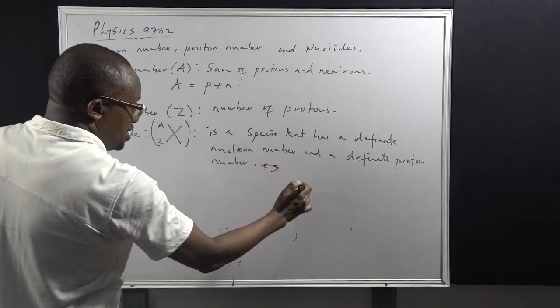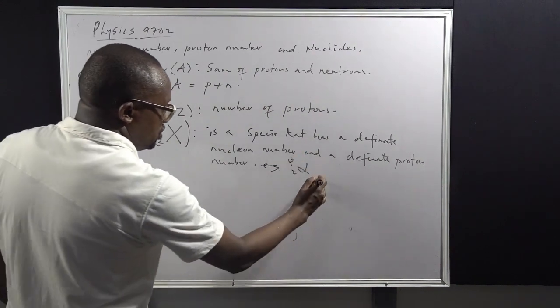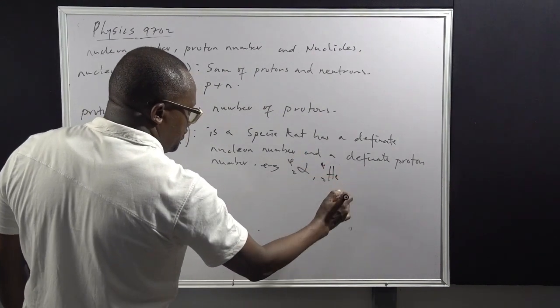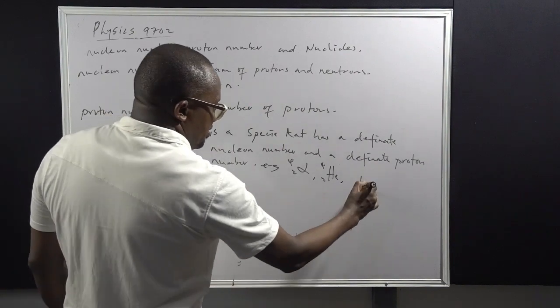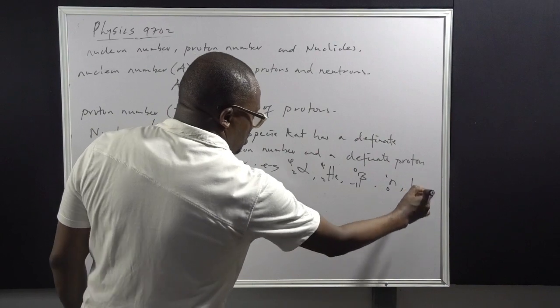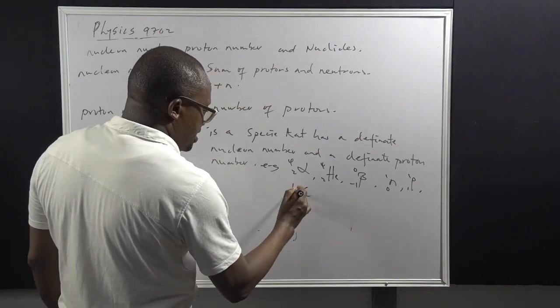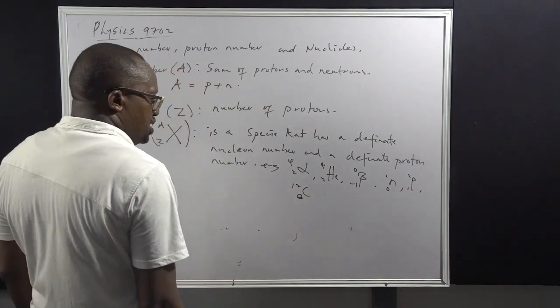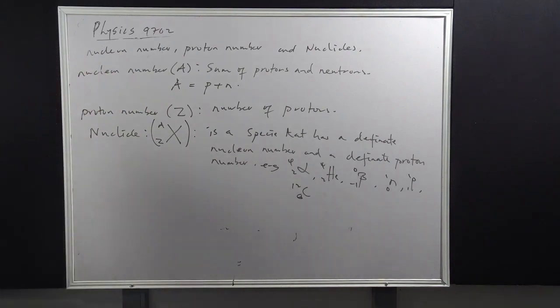E.g. alpha 4-2, which is also called the helium nuclide, helium 4-2. Okay? Beta 0-(-1), neutron 1-0, proton 1-1, carbon 12-6. Any species with a definite nucleon number and a definite proton number is definitely referred to as a nuclide.